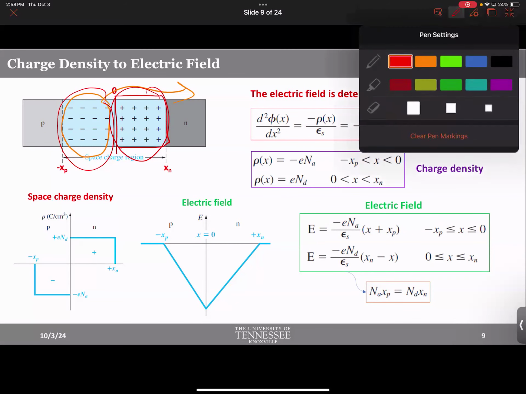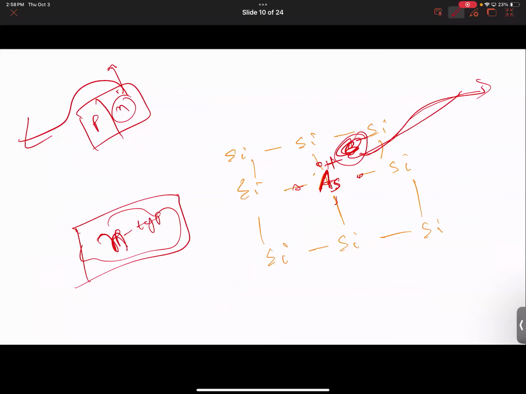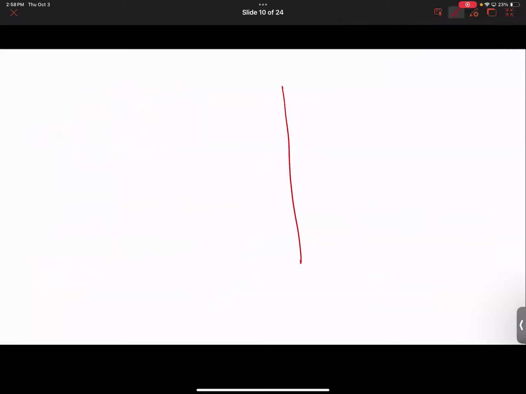All right. Now let's see. If I try to draw the charge density, just take a look at it. This is negative charge. This is positive charge. Okay. And the charge density, maybe I can draw it here. It's probably less confusing that way. I'm drawing charge density versus the direction. So this is my metallurgical junction. So this is origin 0. Here I have Xn. And here I have negative Xp.